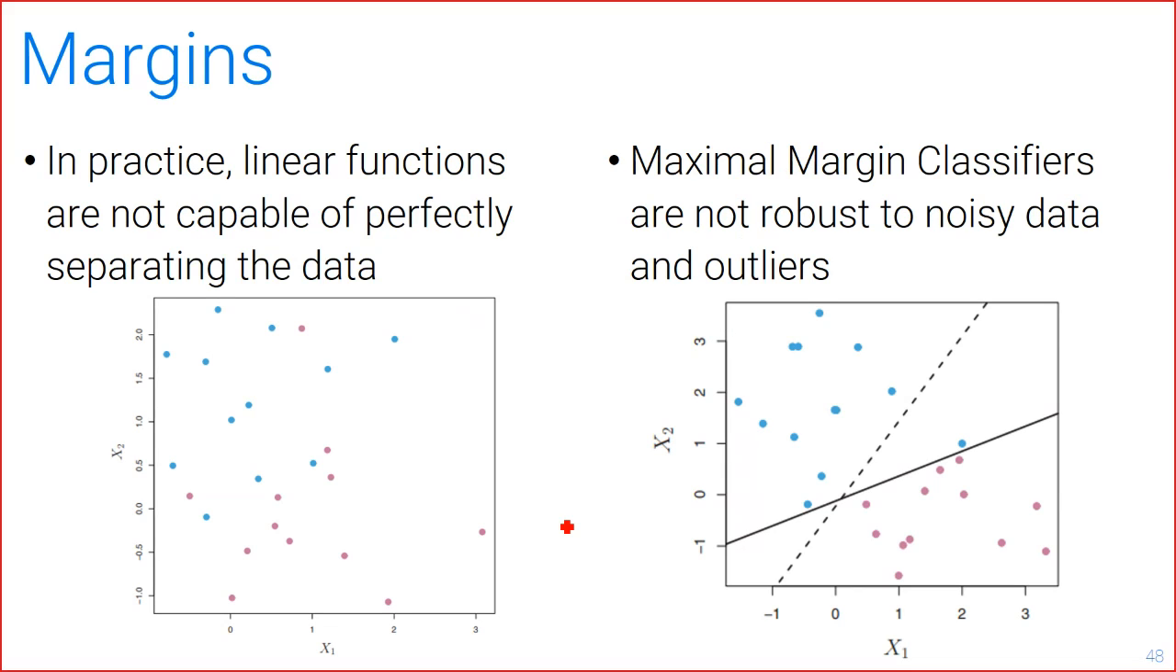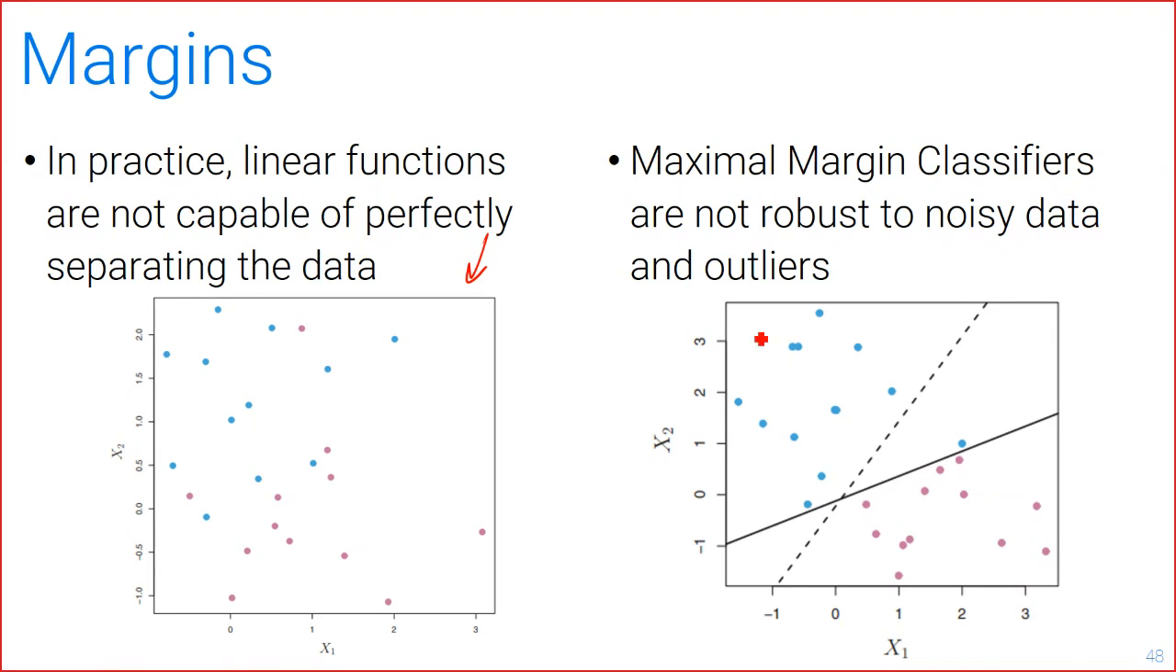The problem is that linear functions are sometimes not capable of perfectly separating the data. If we look at this example here, it's impossible to find a line to separate all those points. It doesn't exist. It doesn't matter how long you take trying to find it. It's not going to be possible because there's no line separating all these observations. And so the maximum margin classifiers are not enough here. And they're also not robust to noisy data and outliers.